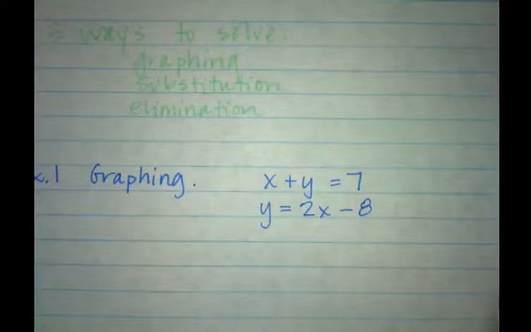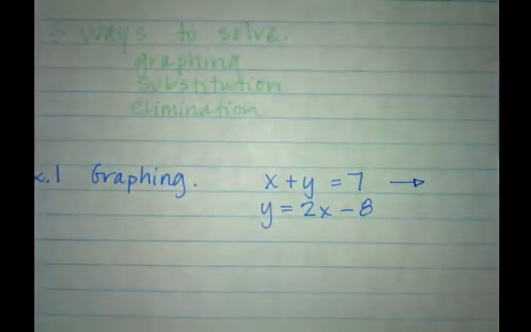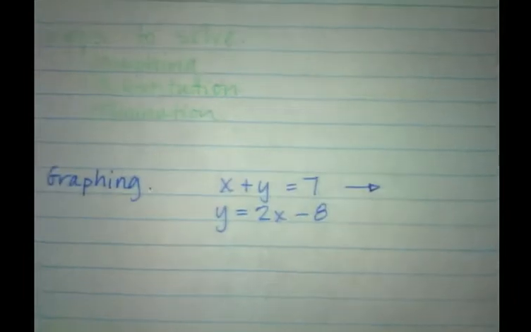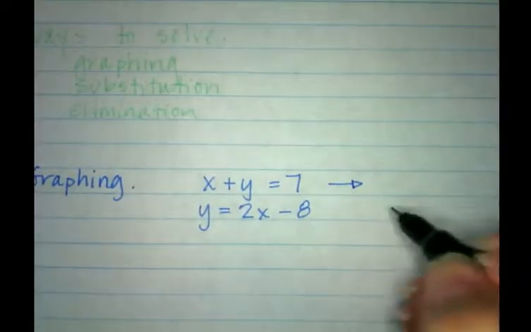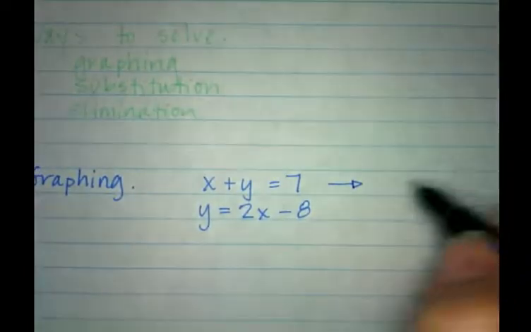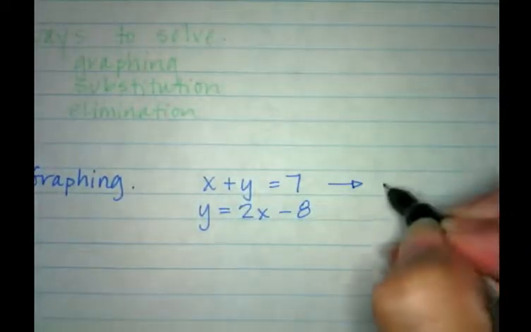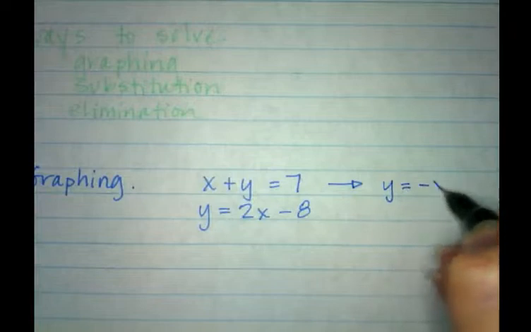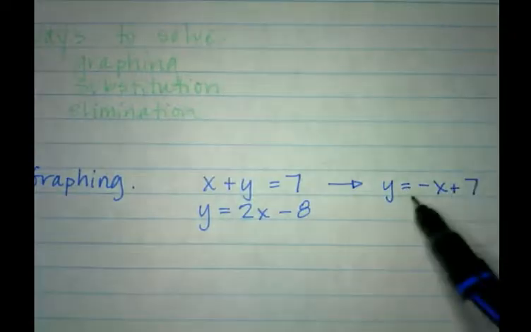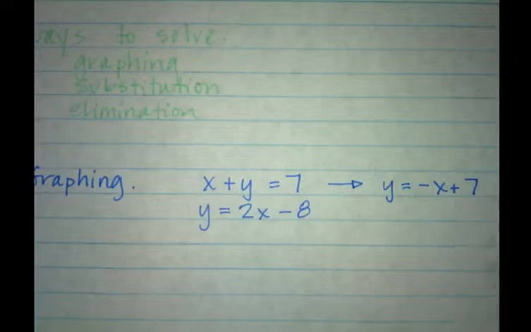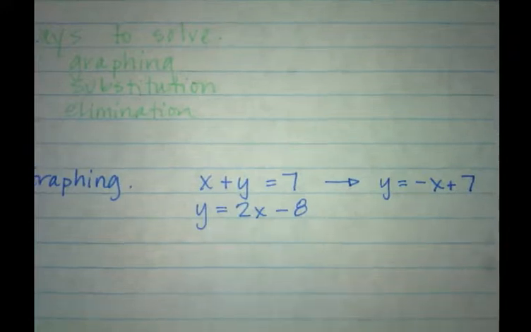So first thing, in order to graph, I need to get in slope-intercept form. So we looked at doing this, let's see, I guess that was on Tuesday. So I need to get y by itself, so I need to move the x over, and I would do that by subtracting x from both sides. So I'm going to end up with y equals negative x plus 7. And then this one is already in slope-intercept form.